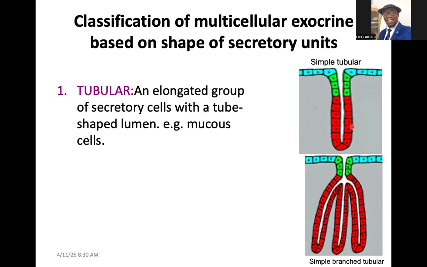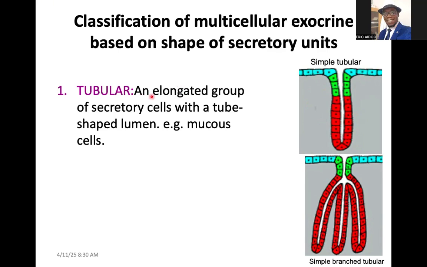So this is multicellular because you can see the red ones, each of them is a cell. So you can count 1, 2, 3, 4, 5, 6, 7, 8, 9, 10, 11, 12, 13, 14, 15 cells. That makes it multicellular, unlike the goblet cell that will have just one cell. Okay, and again, this red portion are the cells that will have the ability to secrete, but the green portions will just be ducts, and then these blue ones are the mother epithelial cells that actually give rise to this. So if it is like this, we say it is what?